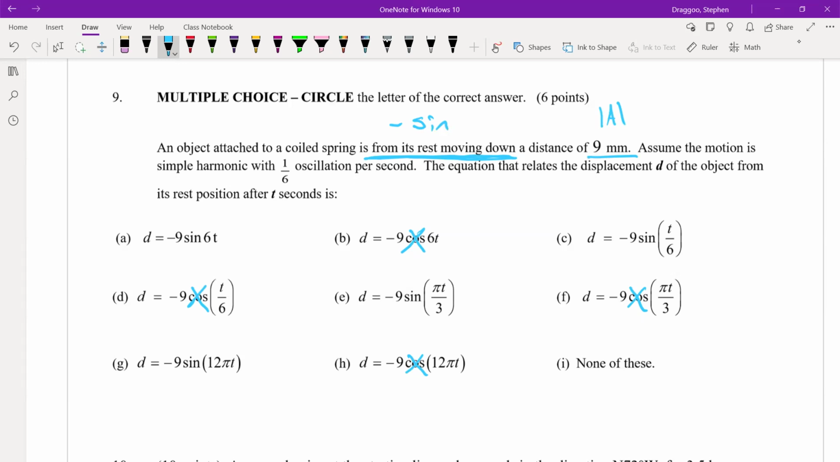So let's come back to the other piece of information that we have, which is that we have 1/6 of an oscillation per second. Now, an oscillation per second sounds like a frequency. So this thing is telling us that our frequency is 1/6, which means that our period is 6 and B should be 2π/6, or π/3.